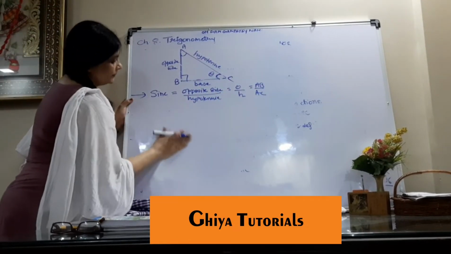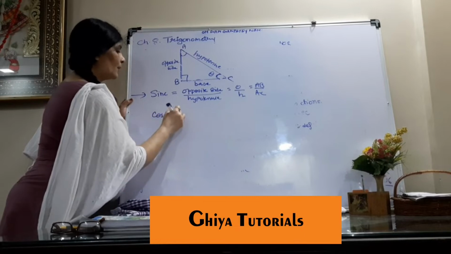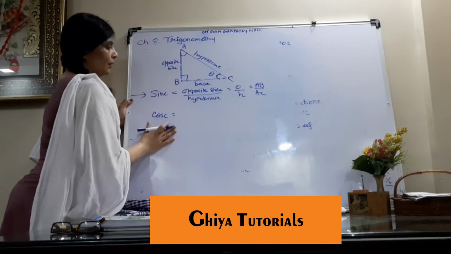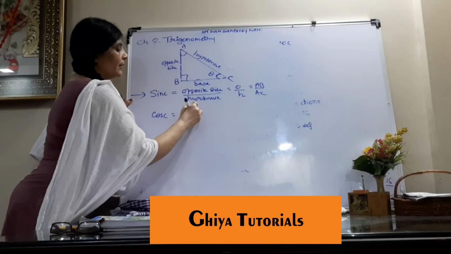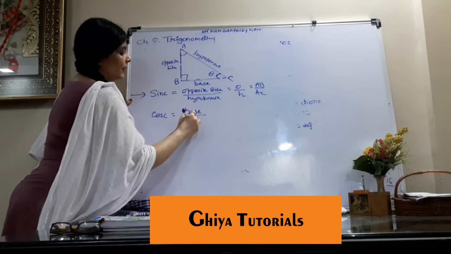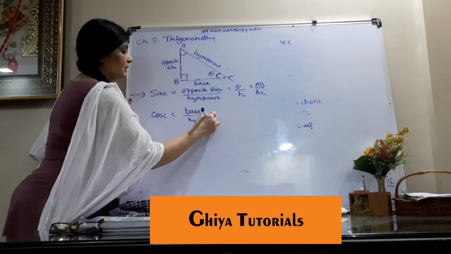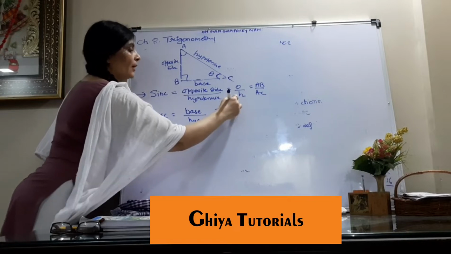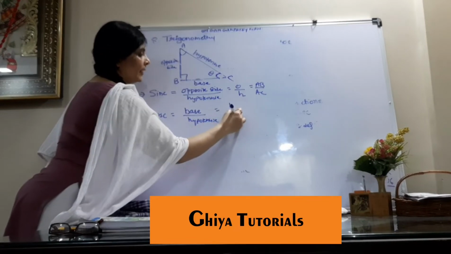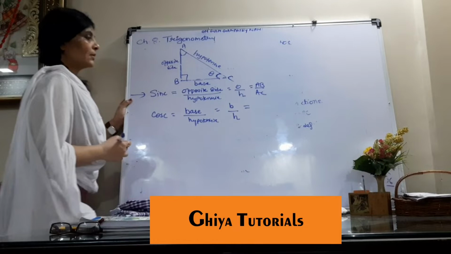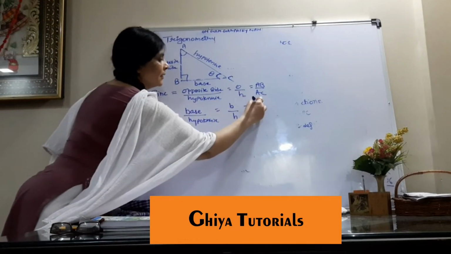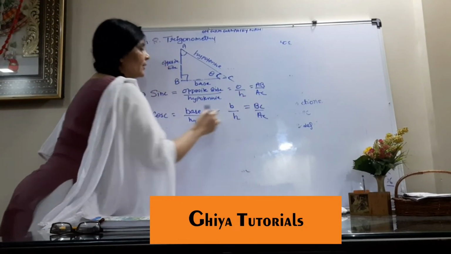For cos C, you have to remember the formula. It is base upon hypotenuse. Base is denoted by B, hypotenuse H. And so it comes BC upon AC.